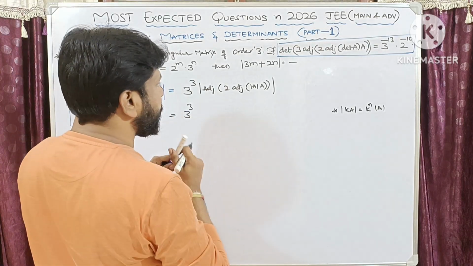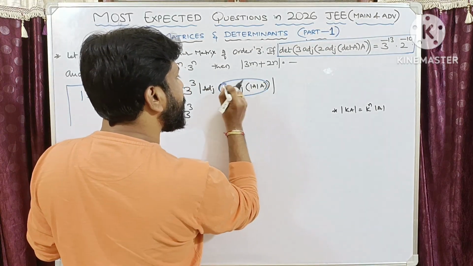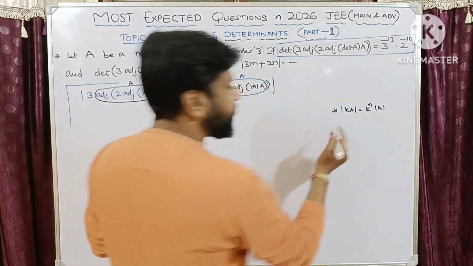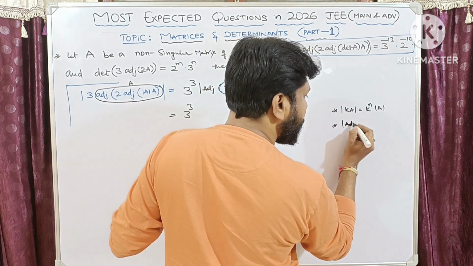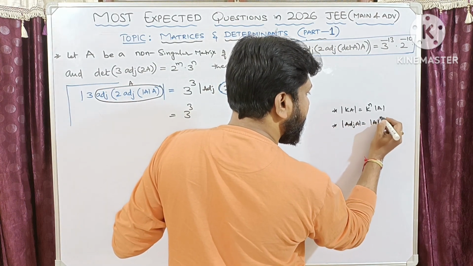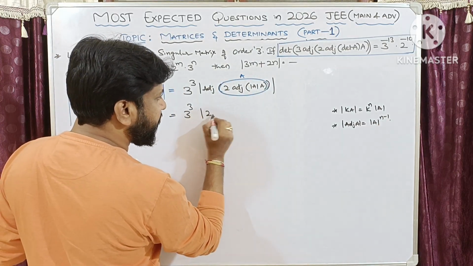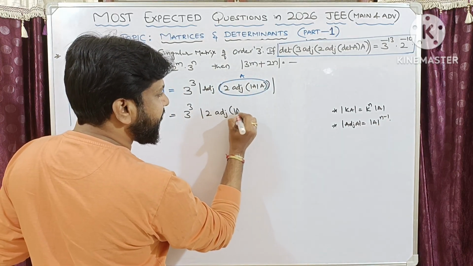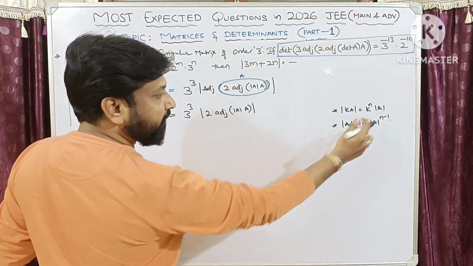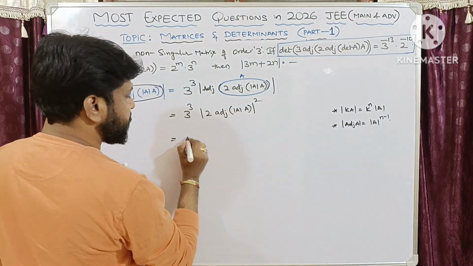Now adjoint of this one. Let the total thing inside the adjoint be called A. So what is the formula? As we discussed already, determinant of adjoint A can be written as det A power n minus 1. So this can be written as det A. What is the value in place of A? Determinant of 2 adjoint of det A into A, whole power n minus 1. 3 minus 1 is 2. 3 cube into.